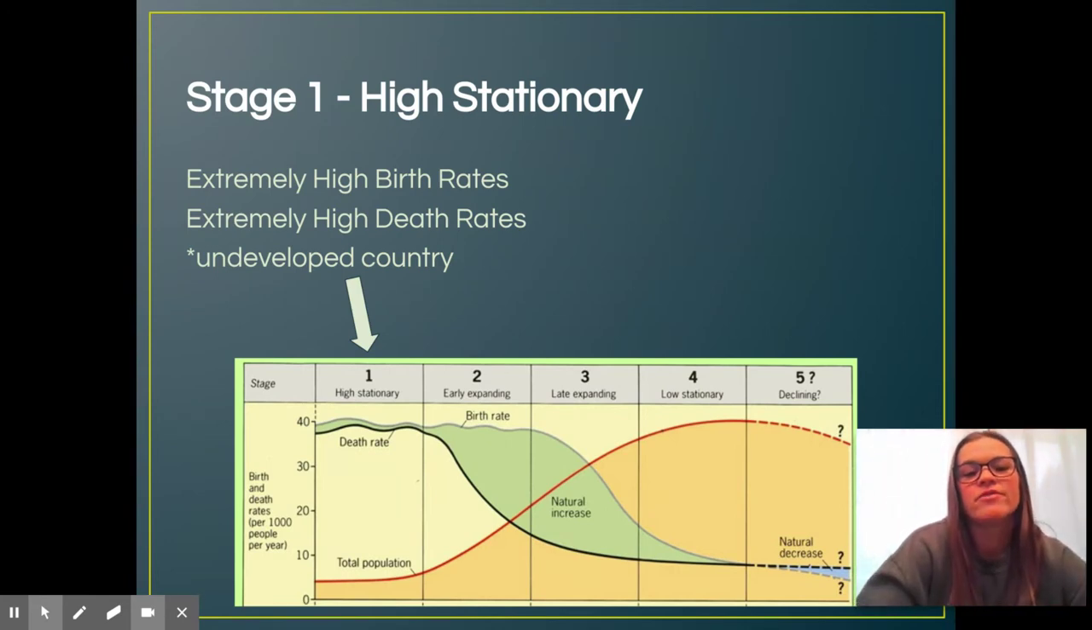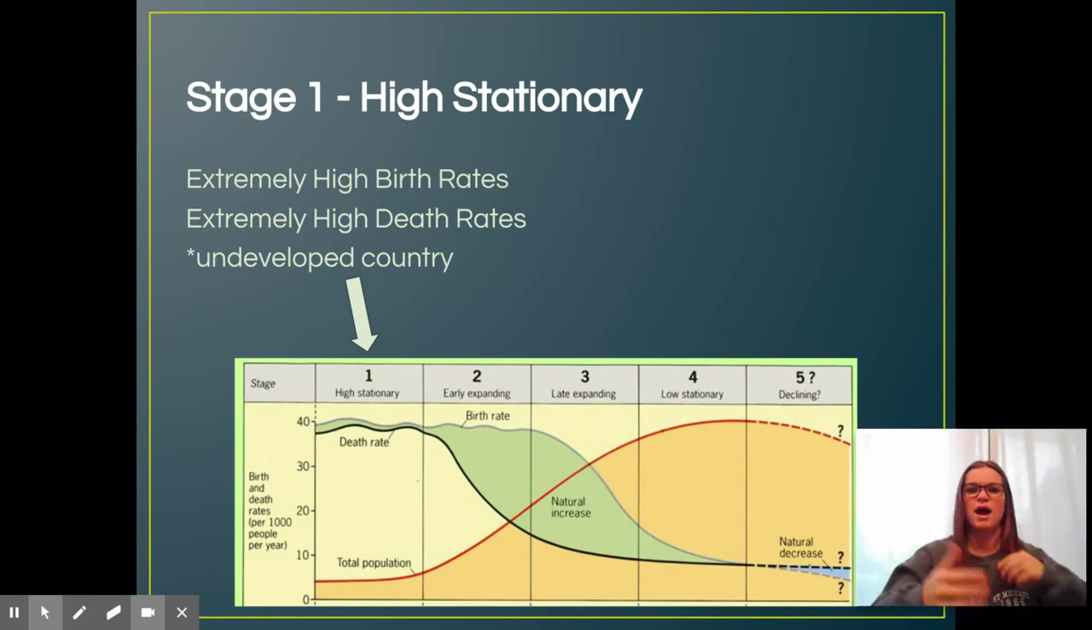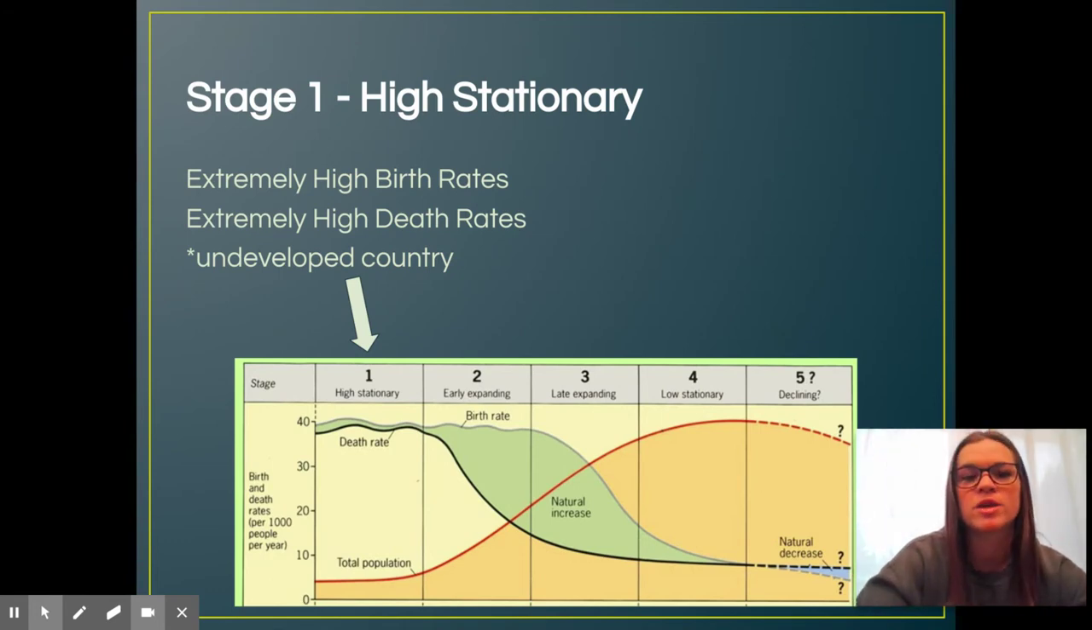That is an undeveloped country. A stage 1, there aren't any known stage 1 nations in our world today. It would be maybe a tribe or a group of nomadic people traveling the world, but there aren't any known countries today that are in stage 1 with that extreme high birth rate and extreme high death rate. Okay, so you can see how their natural increase rate is just 0. It doesn't grow or decline.